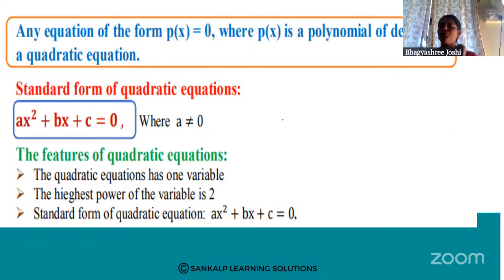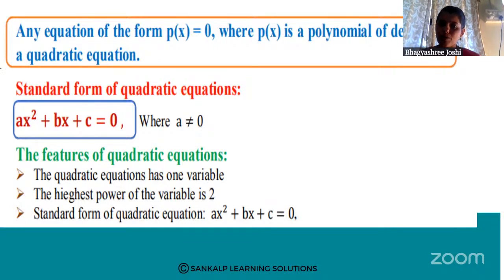Next, what do you mean by quadratic equations? Any equation of the form p of x is equal to 0. What do you mean by p of x here? We know p of x is a polynomial. It is the name of the polynomial. So p of x is equal to 0, where p of x is a polynomial of degree 2, is a quadratic equation.